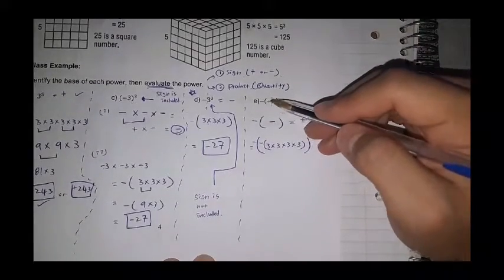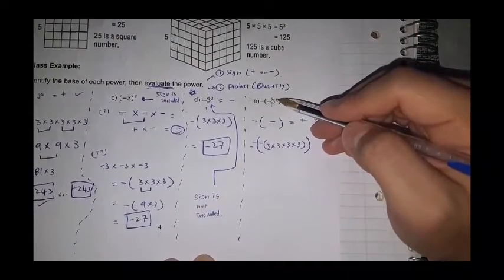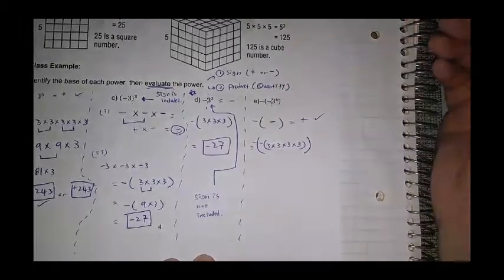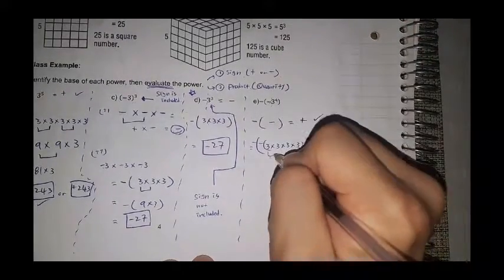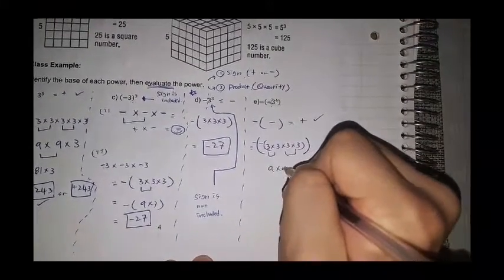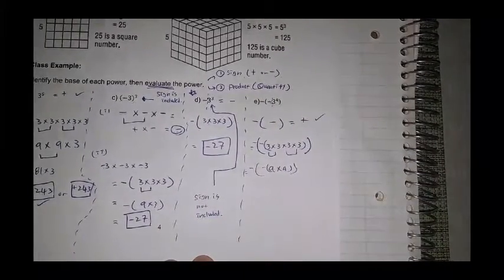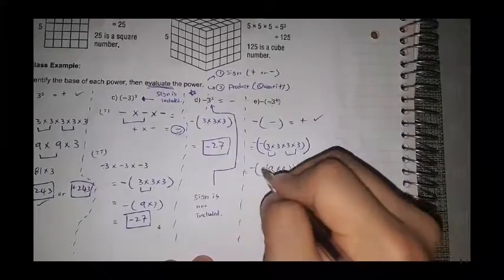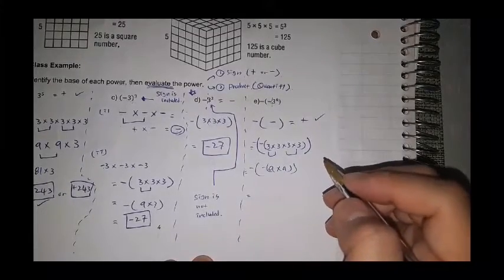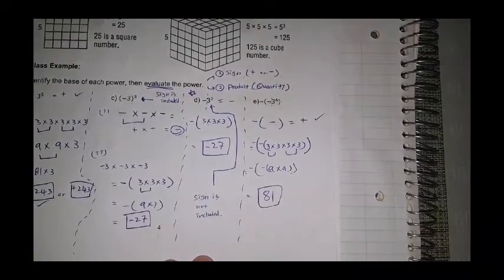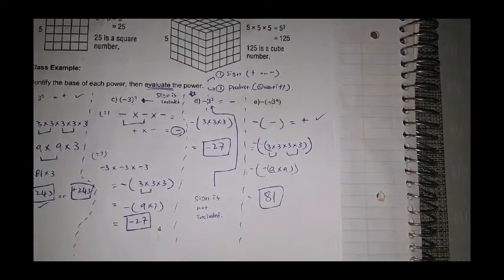Again, the negative isn't included in the power of 4. If it were included, it should look like this, where the exponent is outside of the bracket. But in any case, 3 and 3, that's 9, and 9. As I mentioned, negative and negative turn into positive. So in the end, 9 times 9 is what you need to do, which is equal to 81. That is today's lesson.